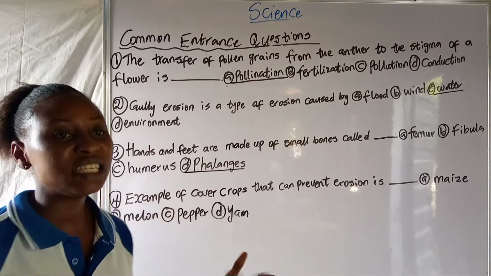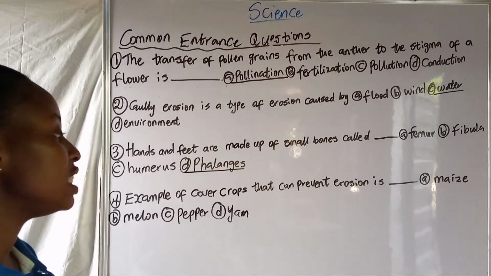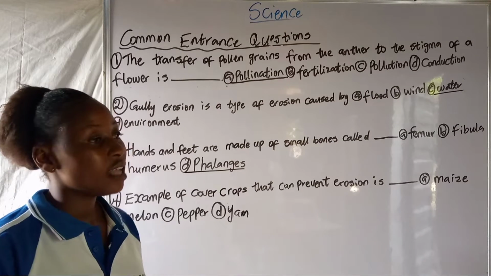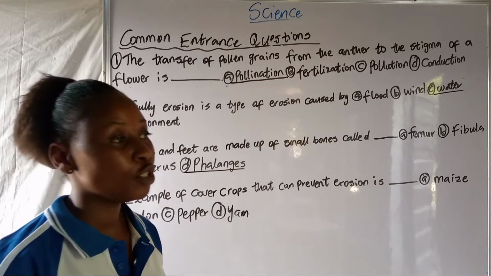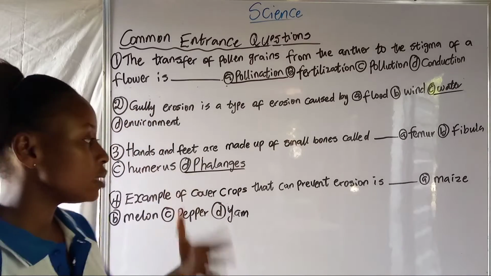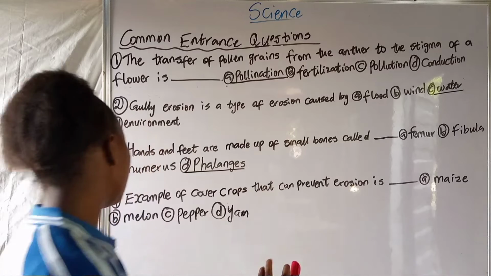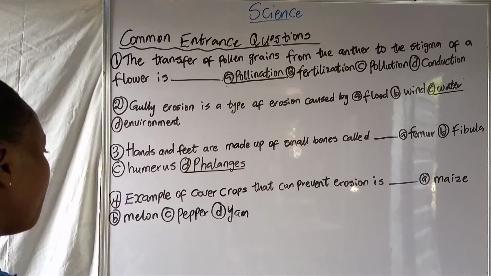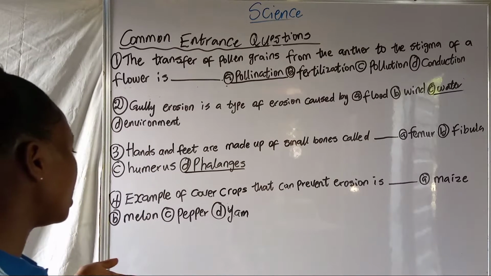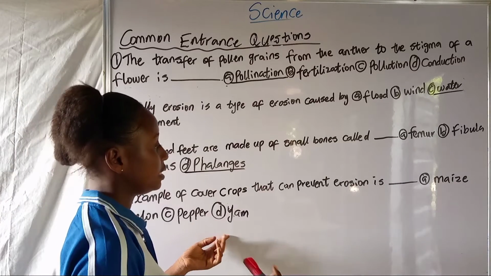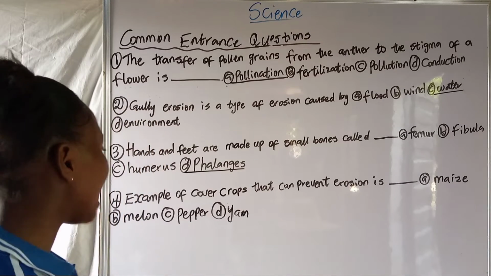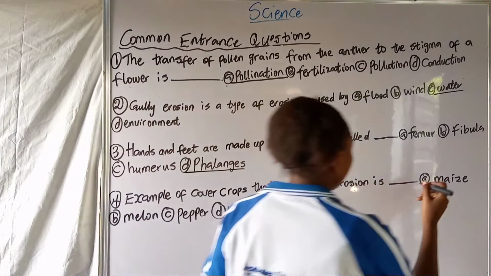Question number 4. Example of cover crops that can prevent erosion. Now I said cover crops are crops that cover the soil. Example A, maize. B, melon. C, pepper. D, yam. Our answer is A, maize.